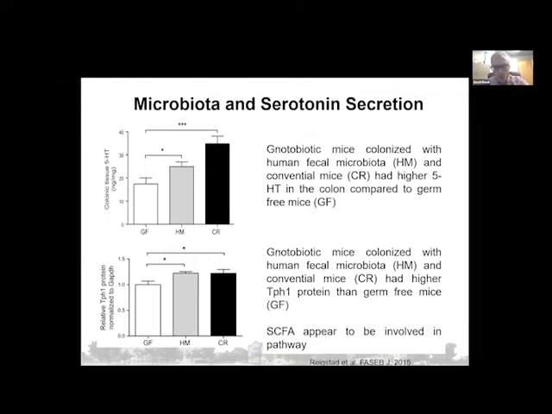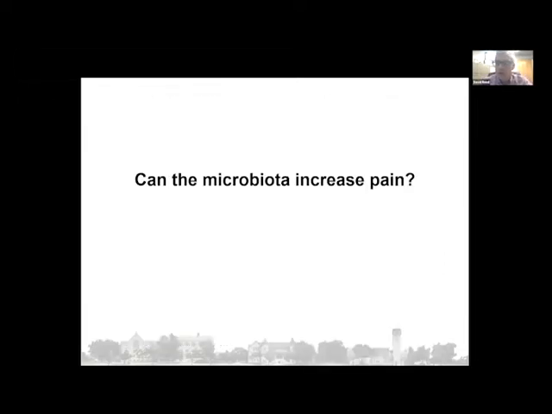And then they further went on and showed that it appeared that short-chain fatty acids were also involved in this pathway, which of course are produced by bacterial fermentation within the gut. But moving beyond just mediators that the microbiota can influence, can the microbiota actually increase pain?